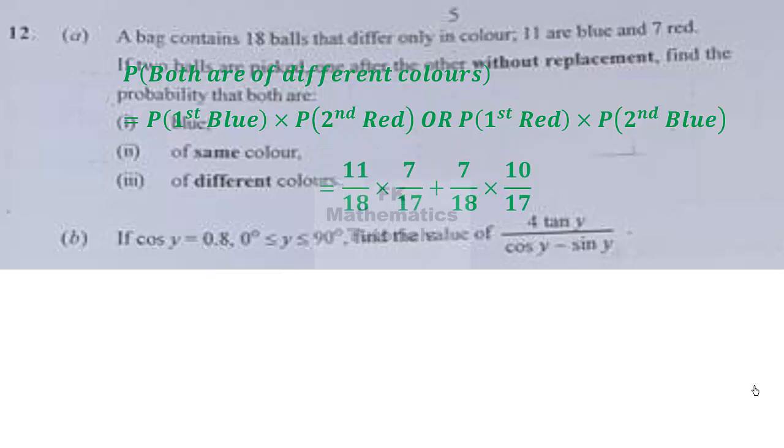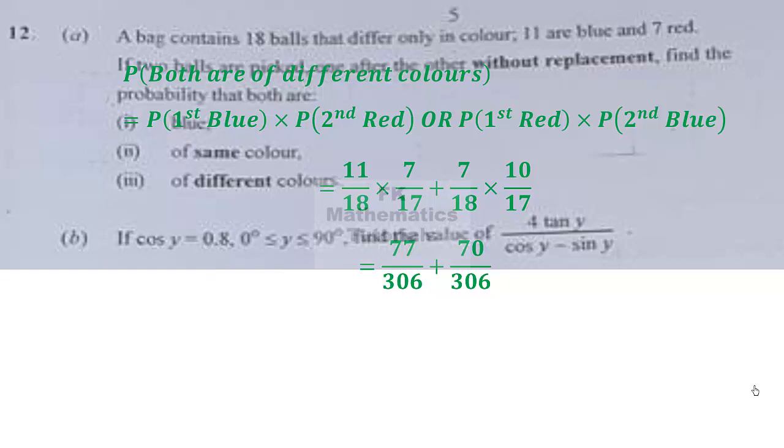So in that case, we'll get 11 over 18 times 7 over 17. If the first one is blue, we have 11 out of the total. Then there are still 7 red balls, but the sample space will reduce by 1. That will give us the 17. The same thing applies to the first one being red, which is 7 over 18, and the sample space is not affected.